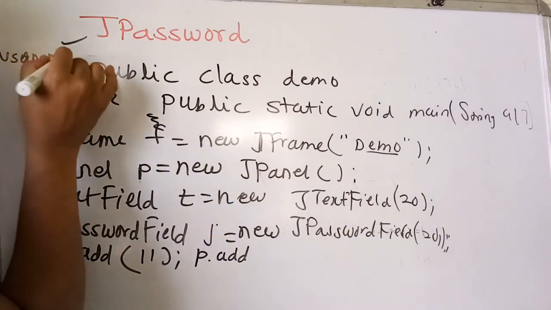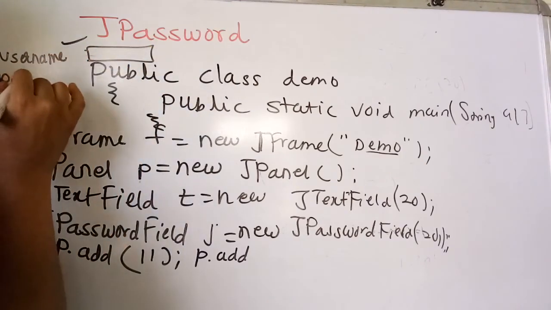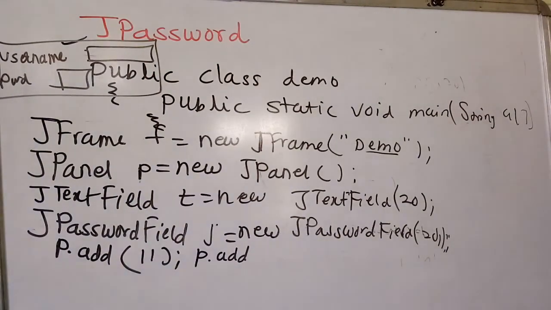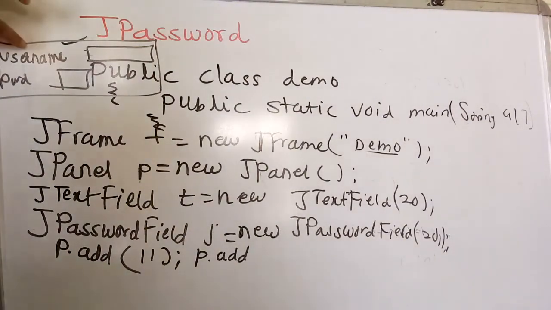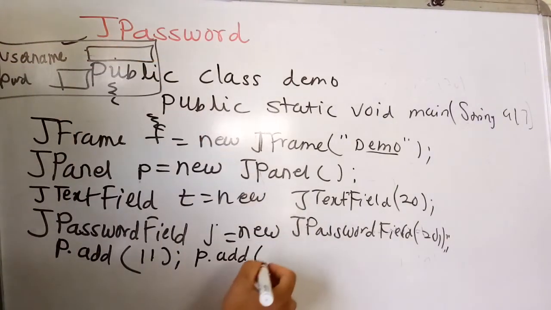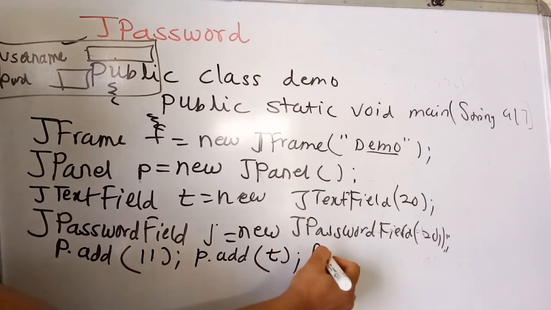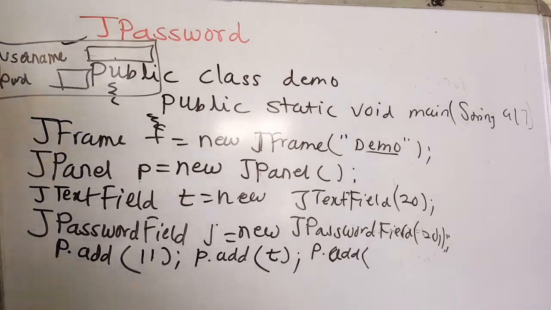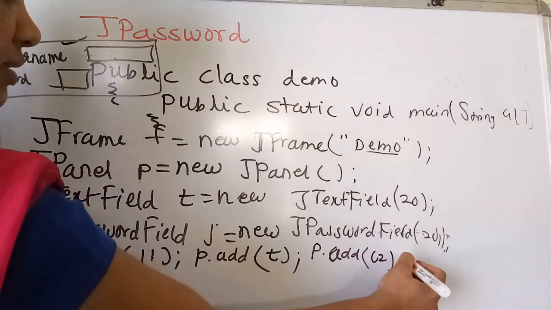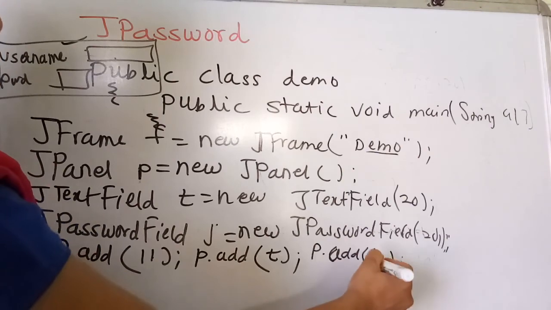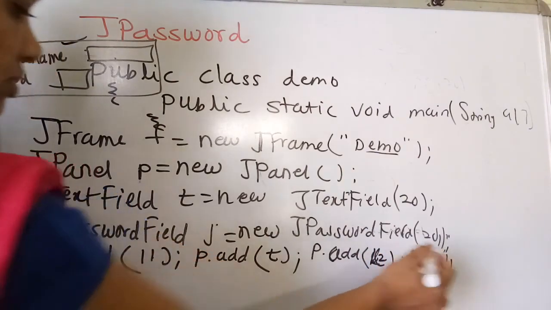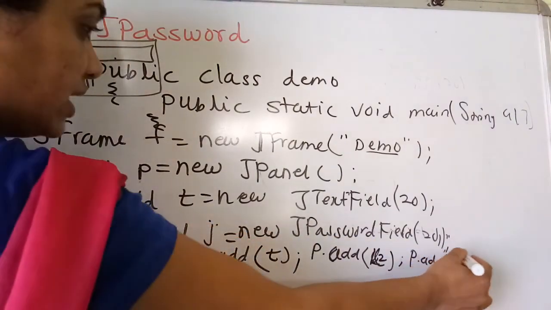Next, you have to create a frame with a username window and a password window, like this. For that, for the username you display label L1, and next you add a text field T, with p dot add. Then you add the next label, that is L2, and next you add the password field, that is the JPasswordField G.